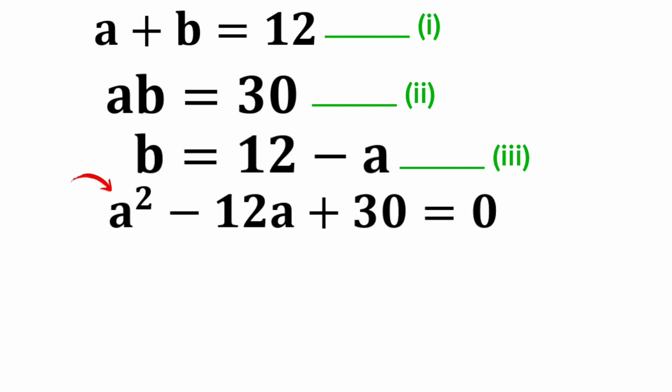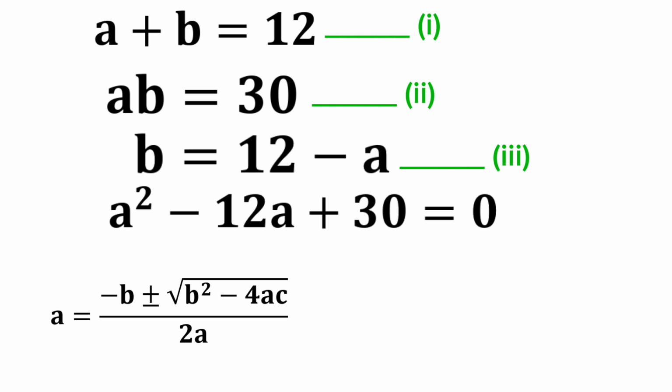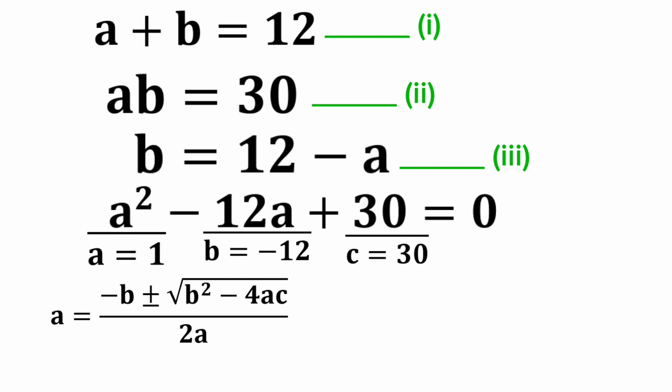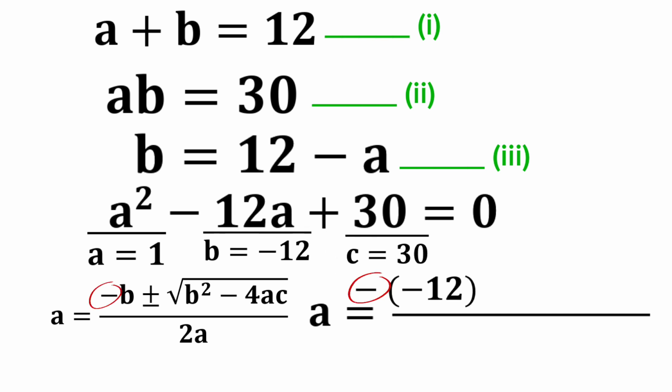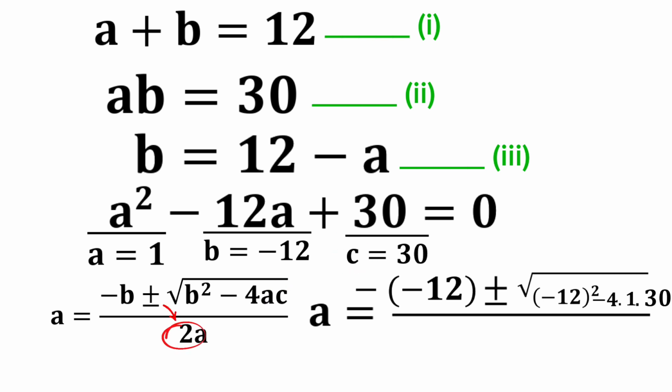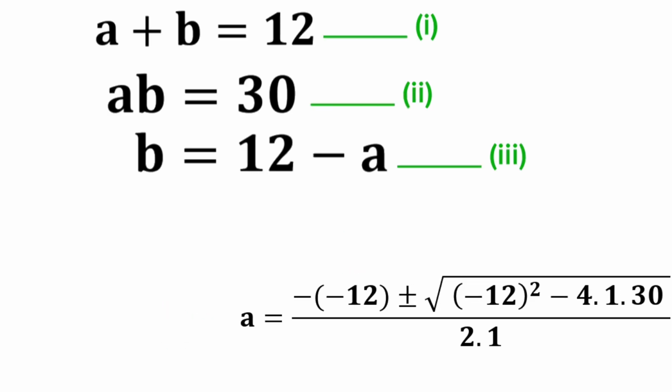Now you can say a is equal to minus b plus or minus the square root of b squared minus 4ac, over 2a. This a will be 1 here. And we find the value of a in this quadratic equation. Then here a is equal to minus b, b is 12, so this is negative 12, plus or minus the square root of b squared, so 12 squared, minus 4ac, a is 1 and c is 30, over 2a, a is 1.